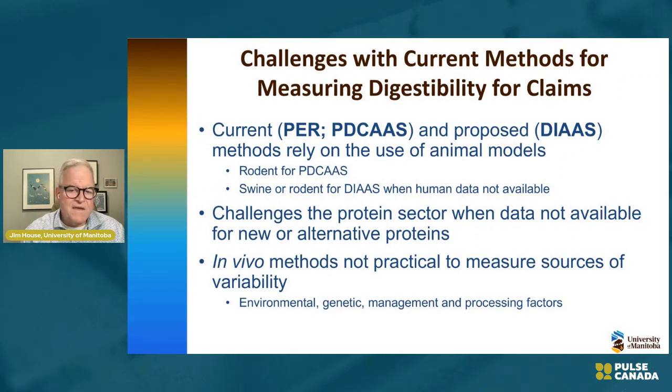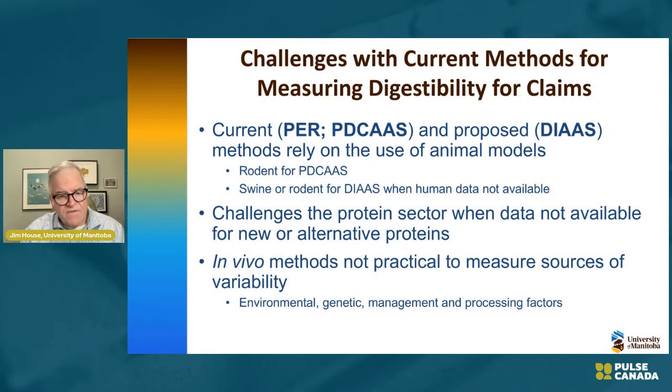But the current methods, as well as the proposed DIAAS method, that's the digestible indispensable amino acid score method, essentially have the same principle as the PDCAAS, but it treats the amino acid as the nutrient and not the protein. And so you're looking at individual amino acid digestibility. But all of these methods rely on animal models: rodent for PDCAAS, swine or rodent for the DIAAS when human data is not available. This does create challenges for the protein sector when data is not available for new or alternative proteins.